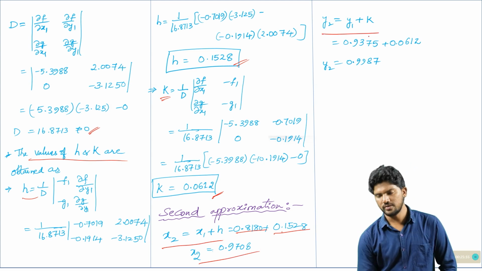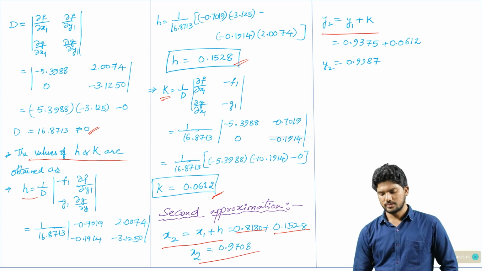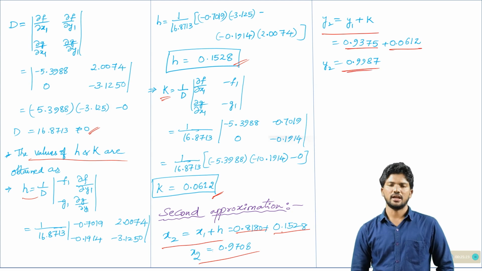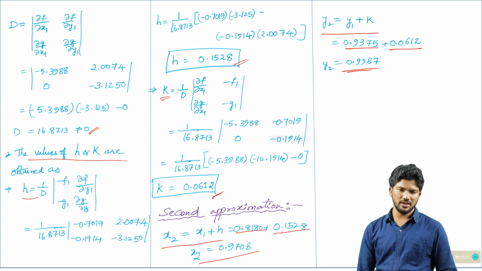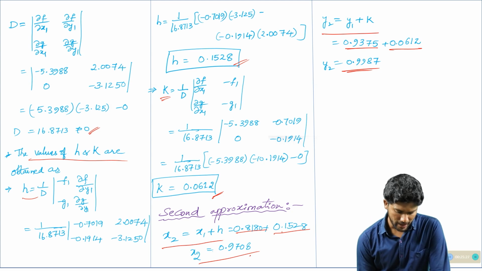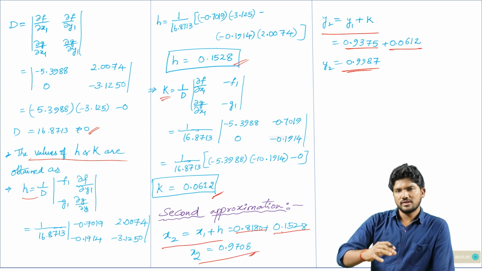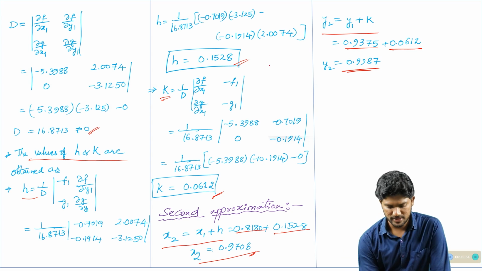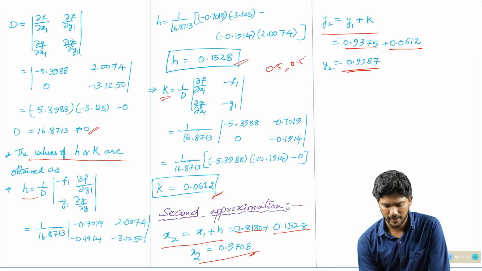y2 is equal to y1 plus k. So substitute the y1 value and k value, you will get y2 is equal to 0.9987. Observe carefully here: the x2 value is after the initial approximation. Initial approximation we started with 0.5 comma 0.5.